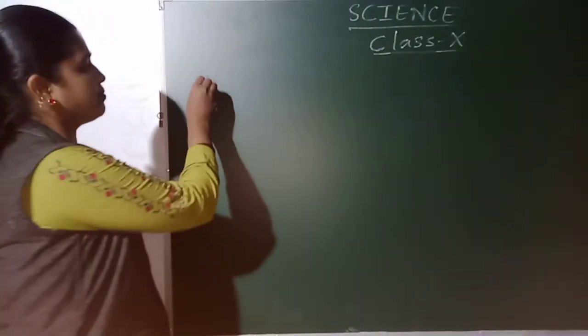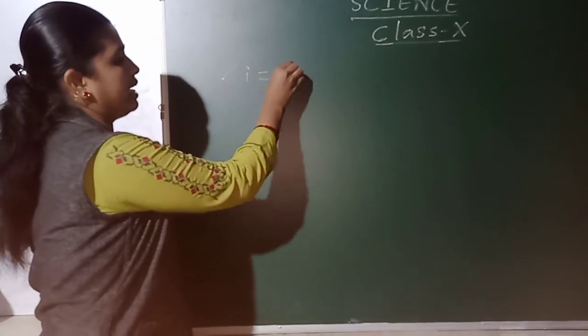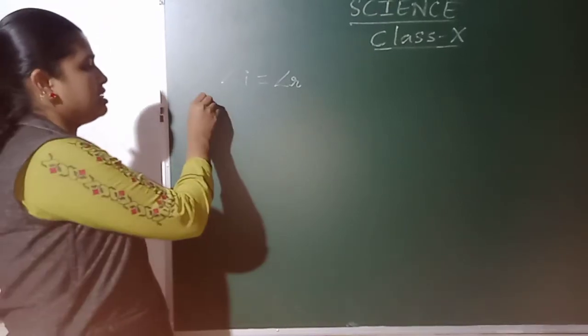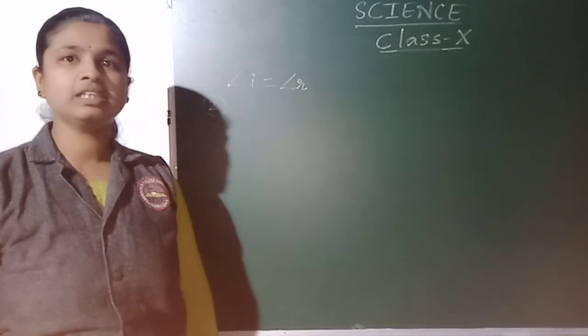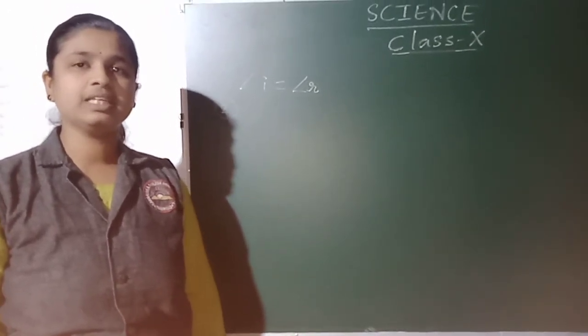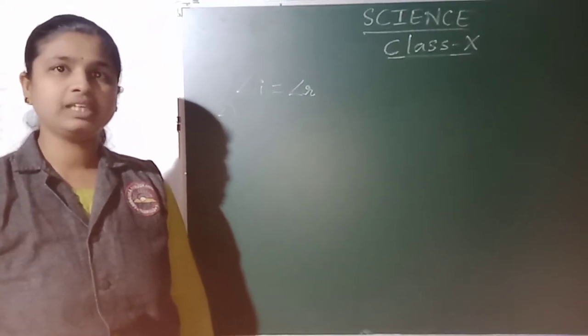The first law: the angle of incidence is equal to the angle of reflection, that is, angle i equals angle r. Second law: the incident ray, the reflected ray, and the normal at the point of incidence to the mirror all lie in the same plane. These were the two laws which we have already learned.